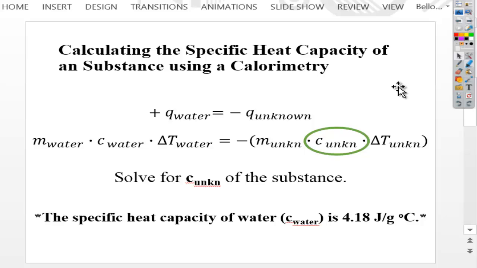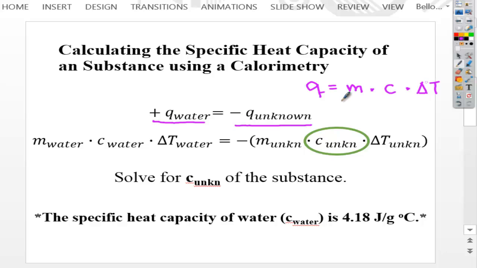Okay, so knowing that helps us understand this slide a little bit more. It says, calculating the specific heat capacity of a substance using calorimetry. Okay, so we know that the heat gained by the water is equal to the heat lost by the metal. Do we know what the equation for heat is? Let's spin the mothership, this whole unit, right? What is it? Q equals to what? Mass times specific heat times change in temperature, delta T. Which is a change in temperature.